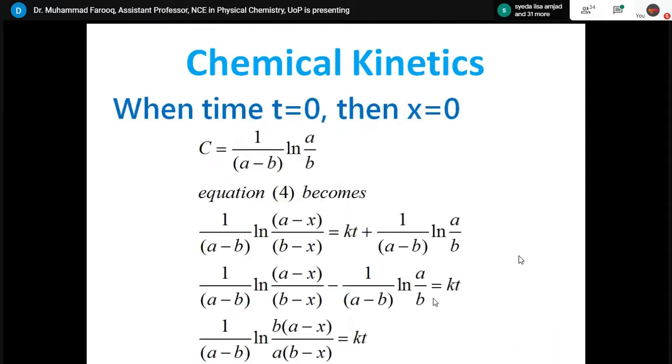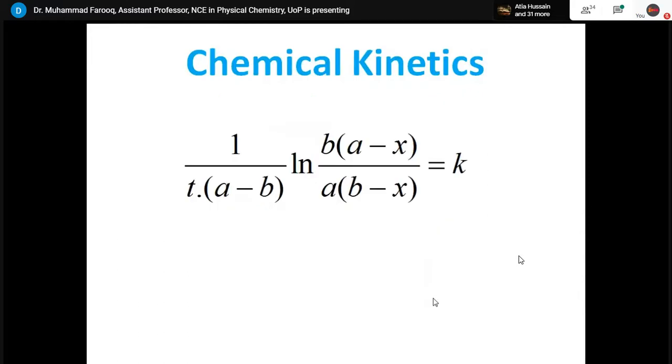I can write down the final equation, this one: 1 over a minus b log of b into a minus x divided by a into b minus x equal to kt. If I want to determine the value of k, I have to divide both sides by t. So I will get 1 over t into a minus b log of b into a minus x divided by a into b minus x is equal to k. Is this clear or not?